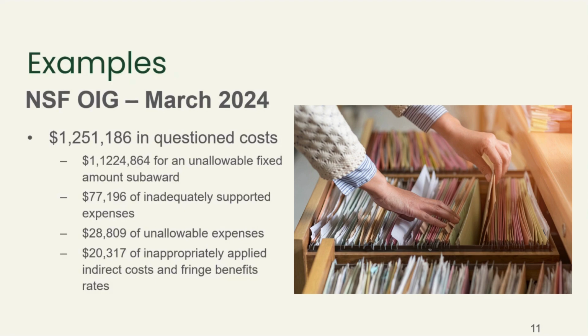So it was 1.1 million for an unallowable fixed amount subaward, and then 77,000 of inadequately supported expenses, 28,000 of unallowable expenses, and 20,000 of inappropriately applied indirect and fringe benefits. The thing to note about the inappropriately applied indirect and fringe benefits is that almost always that ties back to unallowable or inadequately supported expenses or some other concern that happened at the institution or with the subaward. I think it's in a different one that we'll talk about the consequences to an institution for their failure to monitor a subaward.